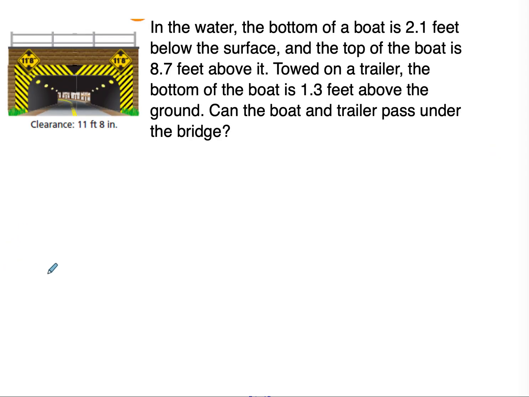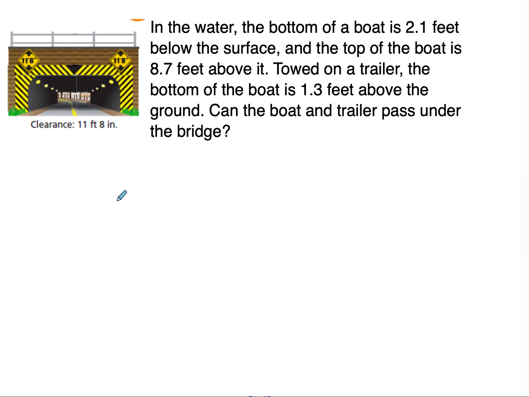All right. Our story problem here. It says, in the water, the bottom of a boat is 2 1/10 feet below the surface, and the top of the boat is 8 7/10 feet above it. Towed on a trailer, the bottom of the boat is 1 3/10 feet above the ground. Can the boat and the trailer pass under the bridge? And over here in the picture, it tells us the clearance for the bridge is 11 feet and 8 inches.